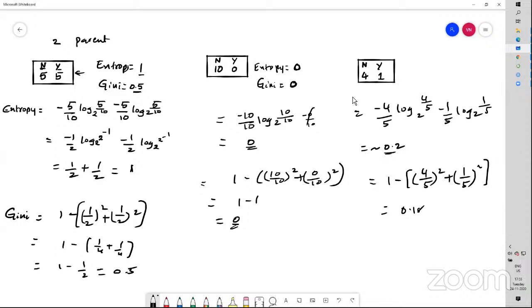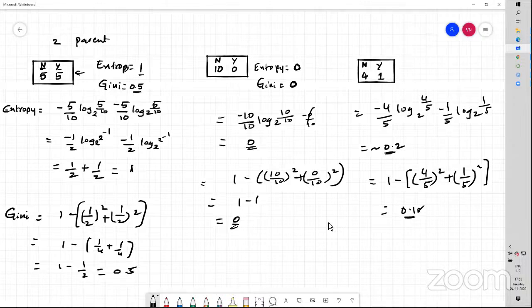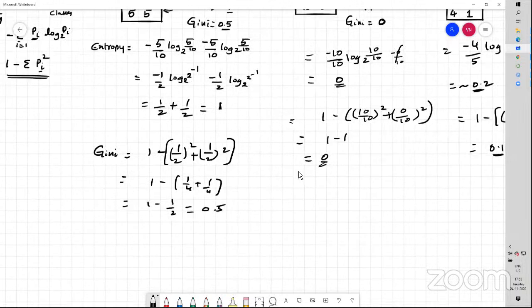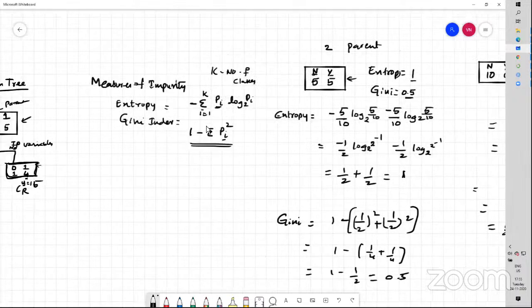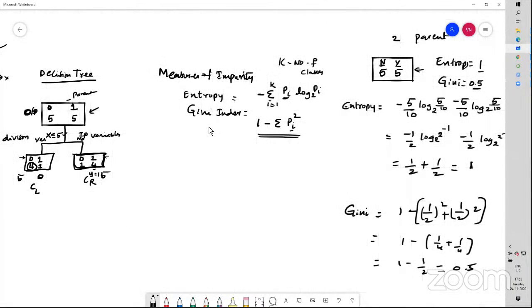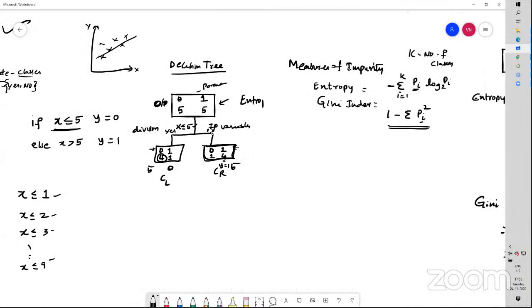So for a node in which the majority belongs to one class, you would see an entropy value closer to 0 and a Gini value closer to 0. For a node where you see an equal number of observations for both the classes, in this example where you have both 5 and 5, entropy is 1, Gini is 0.5.